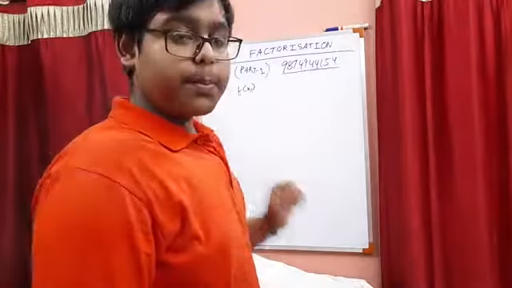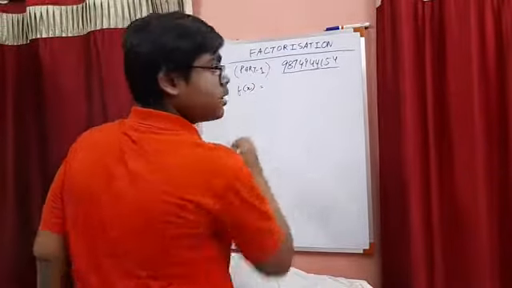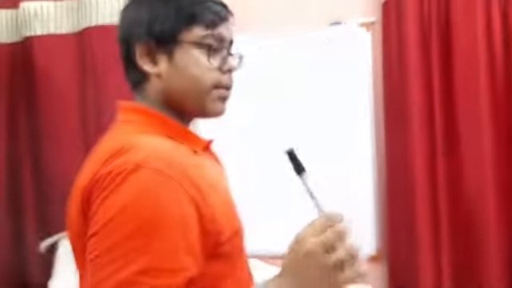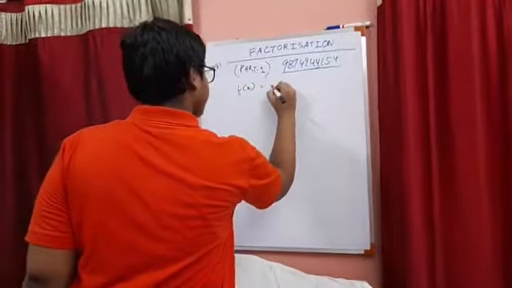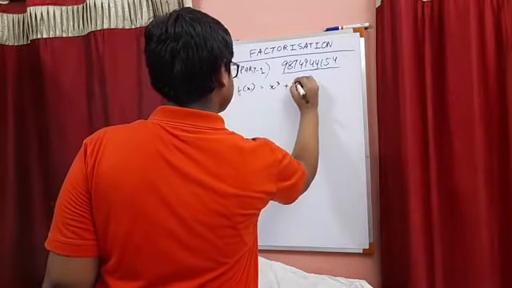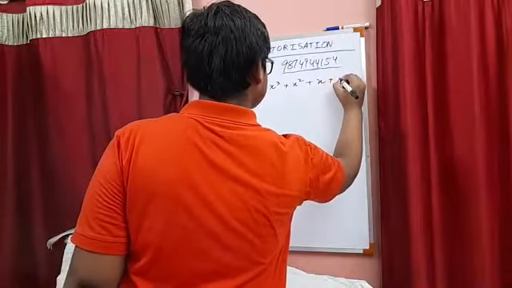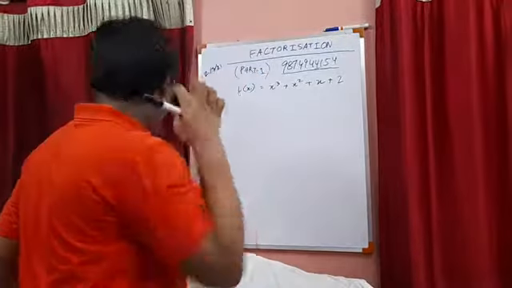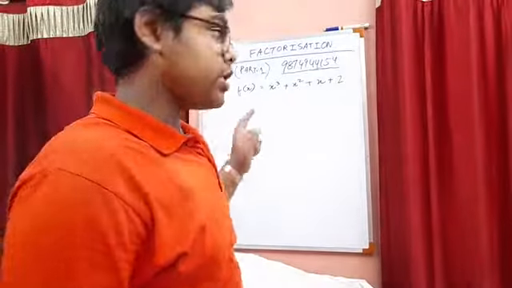Therefore, f(x), a polynomial, can be any algebraic expression written in terms of a variable. For example, x cube plus x square plus x plus 2 would be a polynomial where x is the variable.